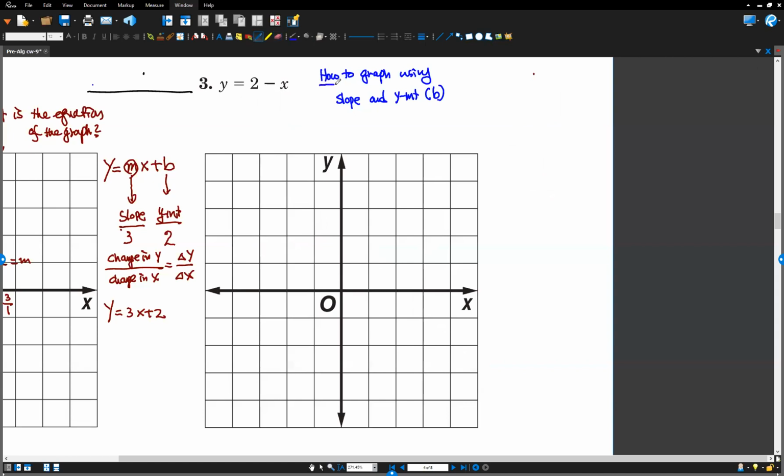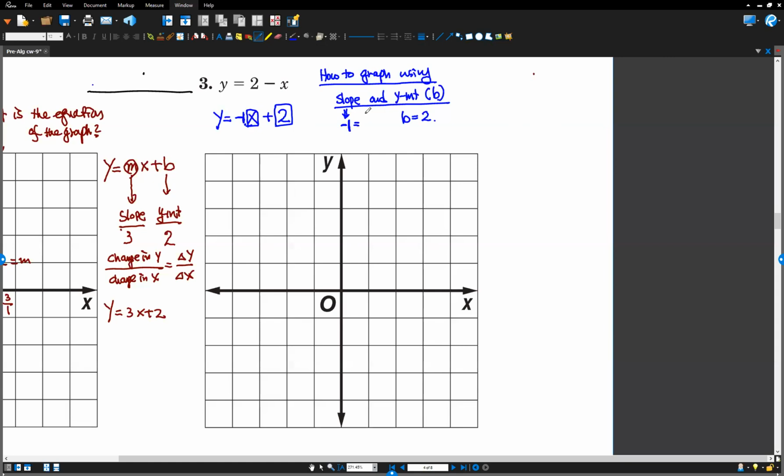Now, how to graph using slope and y-intercept? We need to find the slope and y-intercept in the equation. y equals, I'm going to write the negative x first, usually the variable first and the constant next. From the equation, this value is the y-intercept, we know that. The b value is 2. Where is the slope? Anybody can give the number? What did I say? The coefficient of x. Where is the coefficient? -1 over here, right? That is the slope. Slope is -1.